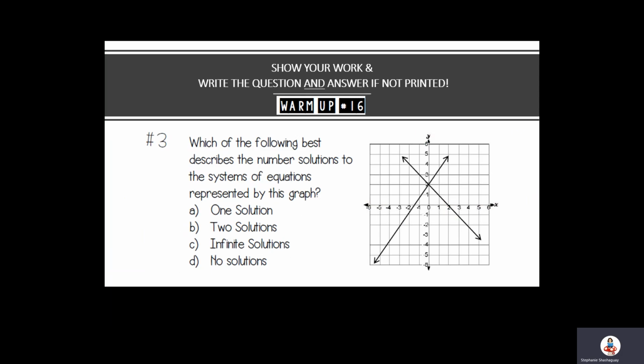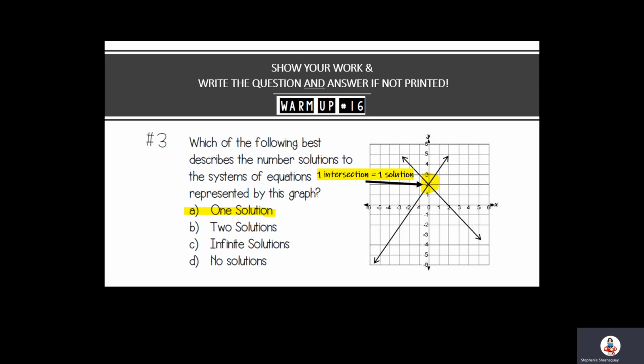And moving on to number 3, which of the following best describes the number of solutions to the systems of equations represented by the graph? Well, there is one solution here, and that solution would be 0, 2. Because you're looking for the point where they intersect, and if there's only one point where they intersect, like there is here with the 2 lines, that would be a solution to both equations.